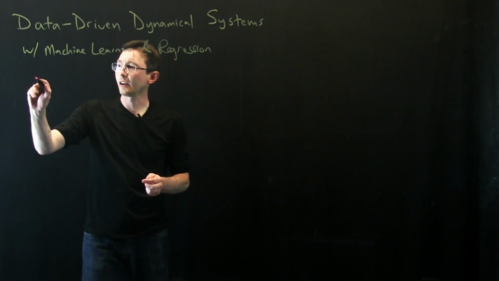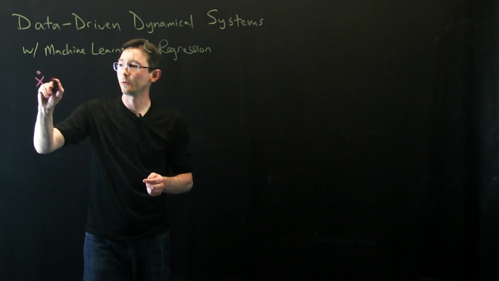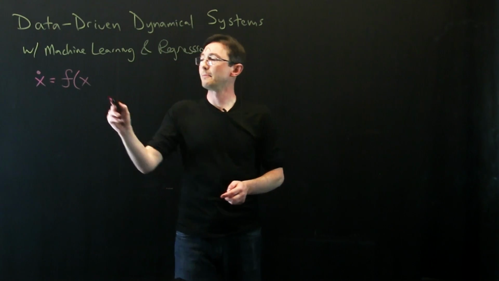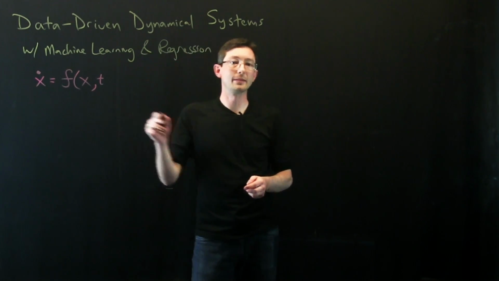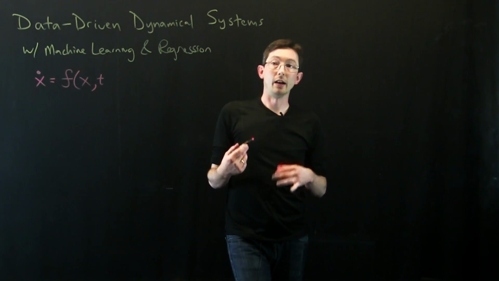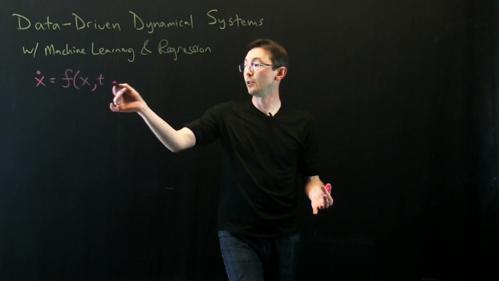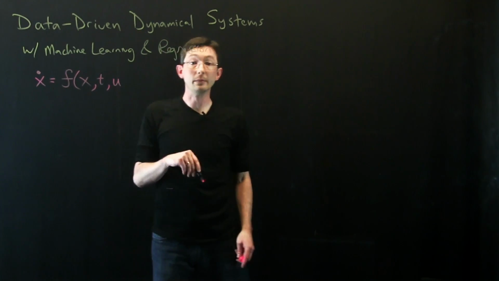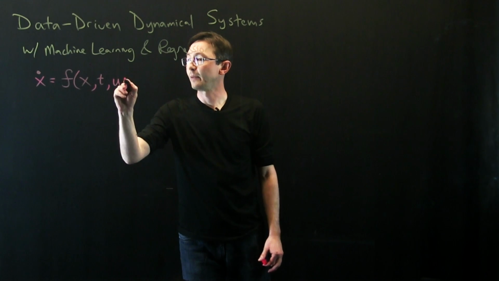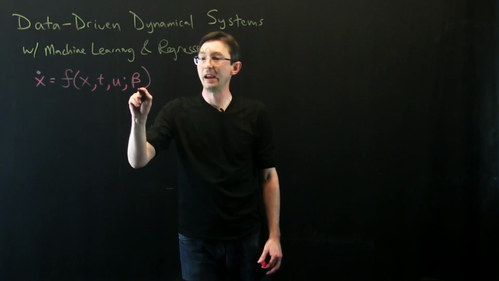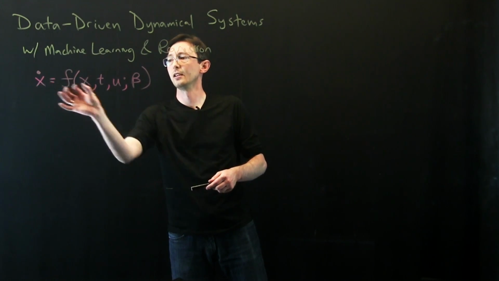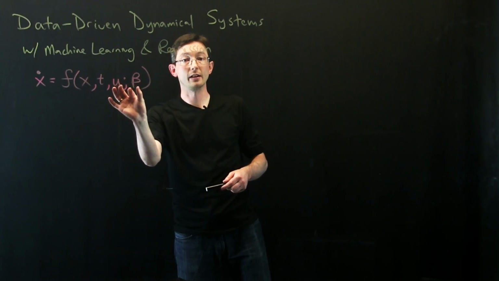In general, we're talking about a system x dot equals f of x. This system might depend on time. So if it depends on time, it's called non-autonomous. If there's no time dependence, it's autonomous. There might be some control input u, and there might be some parameters beta, so some vector of parameters. And these could all be vectors: x could be a vector, u could be a vector, and beta could be a vector.